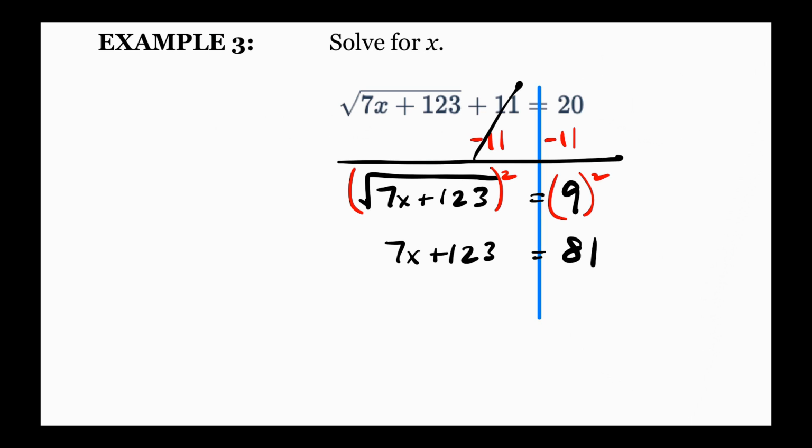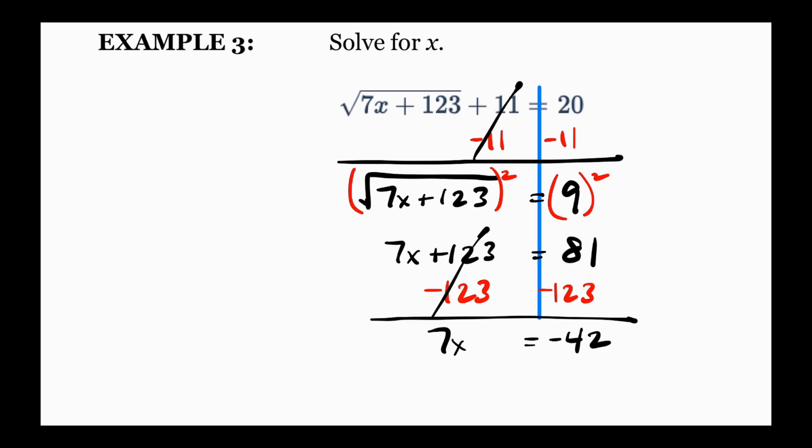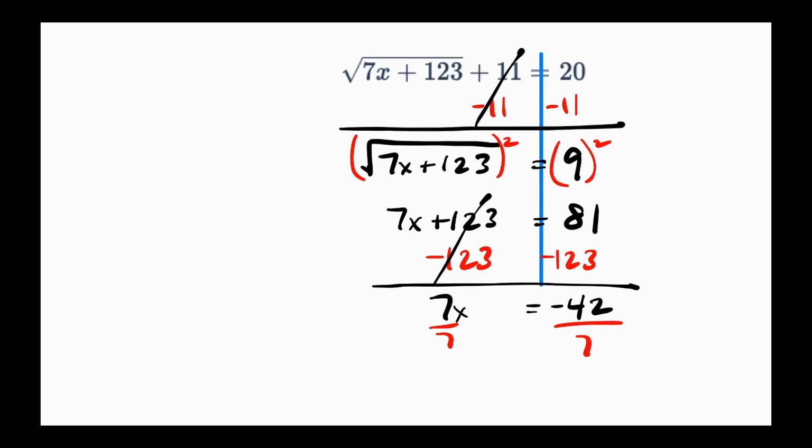Okay, so subtract 11 from both sides to get the radical by itself, the radical sign. And then square it because it's a square root, both sides. And then your last steps, I should say, subtract 123 from both sides. You get -42. Divide by 7, divide by 7. I get -6 as an answer. Okay.